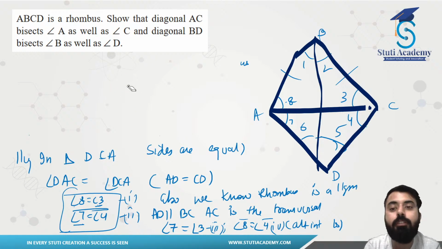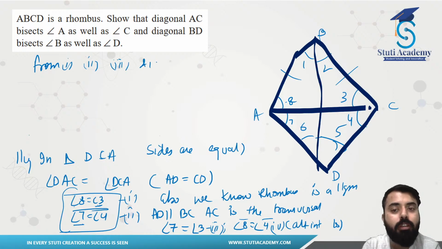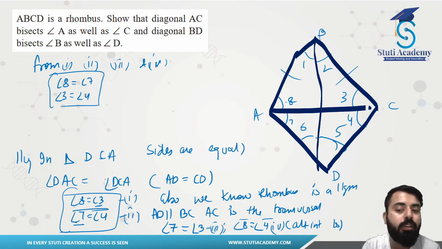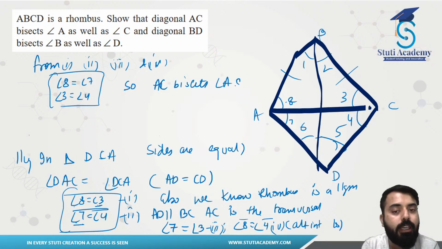I hope you are getting this question and you are finding this one very interesting. So from 1, 2, 3 and 4, I can say angle 8 is equal to angle 7 and angle 3 is equal to angle 4. We can easily say this one. For the case of 7, I can write 3. For the case of 3, I can write 7. Ultimately, we have just proven that AC bisects angle A and angle C. Understood? Now similarly, you can do what?